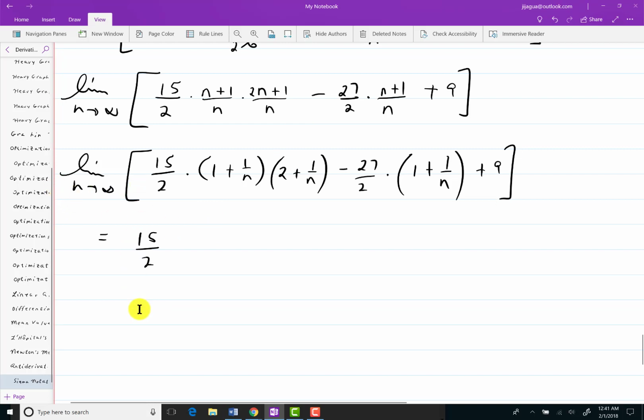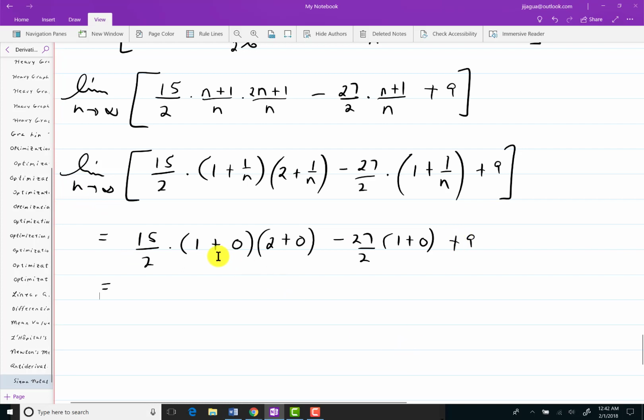15 over 2 is untouched by that, but this piece right here will go to 1 plus 0, because the limit as n goes to infinity of 1 over n is 0. Just like 1 over x. Same thing happens here. I'll have 2 plus 0 minus 27 over 2 times 1 plus 0 plus 9. Notice how I've not written the limit again because I've now taken the limits.